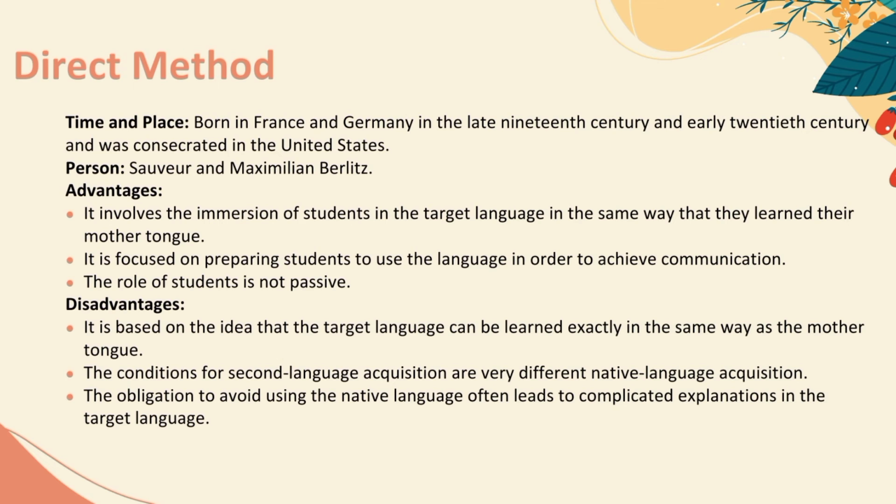Second method is direct method. Time and place: born in France and Germany in the late 19th century and early 20th century, and was consecrated in the United States. Persons behind these methods are Sauveur and Maximilian Berlitz. The advantages are it involves the immersion of students in the target language in the same way that they learn their mother tongue. The second one is it is focused on preparing students to use the language in order to achieve communication. The last one is the role of students is not passive.